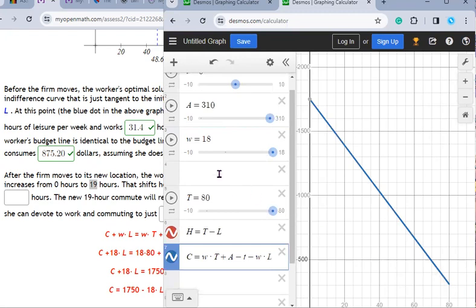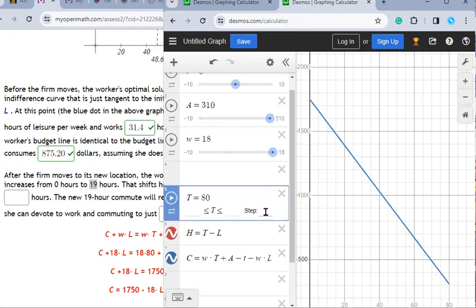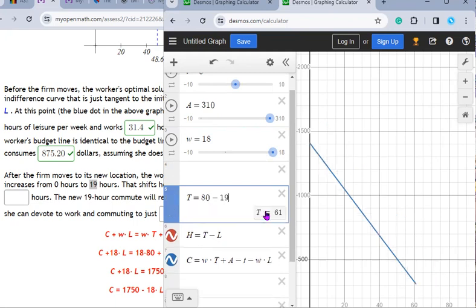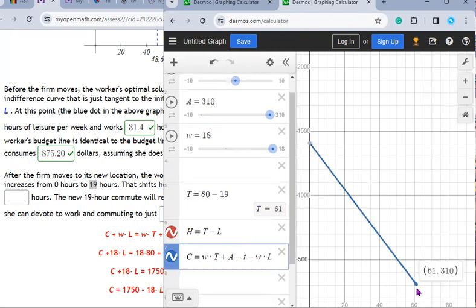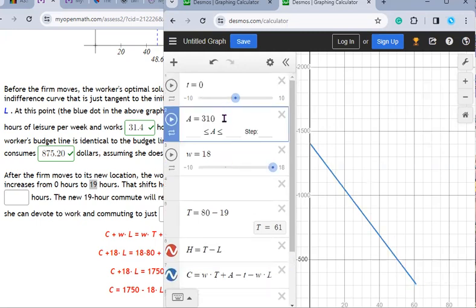All right. So when all of a sudden the company moves and her commute is now 19 hours more per week, what happens to the budget constraint? It didn't shift down, it shifted to the left, right? It shifted to the left. And now her endowment point, the height of it's still $310, right? Because that's how much she gets from the Navy in non-labor earnings each week from her pension.